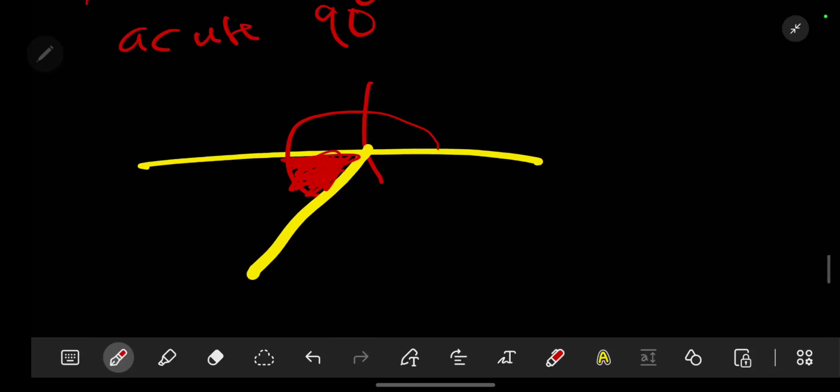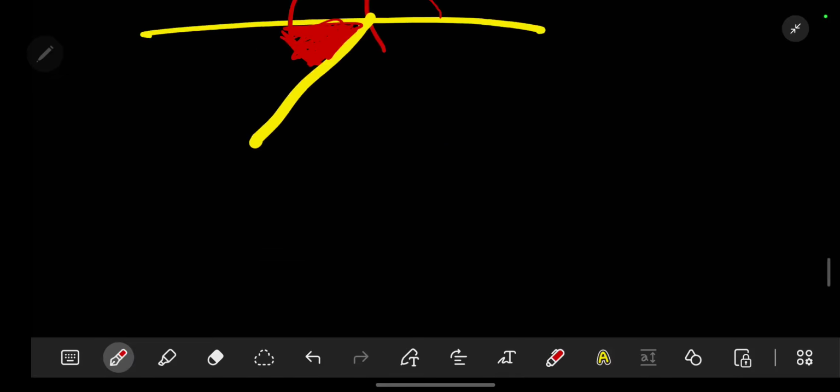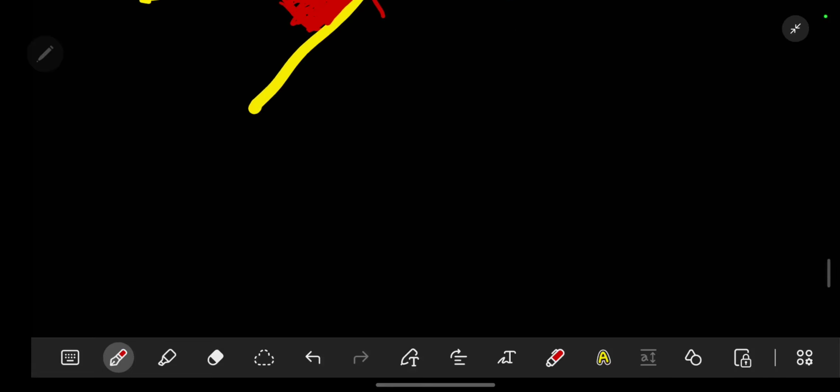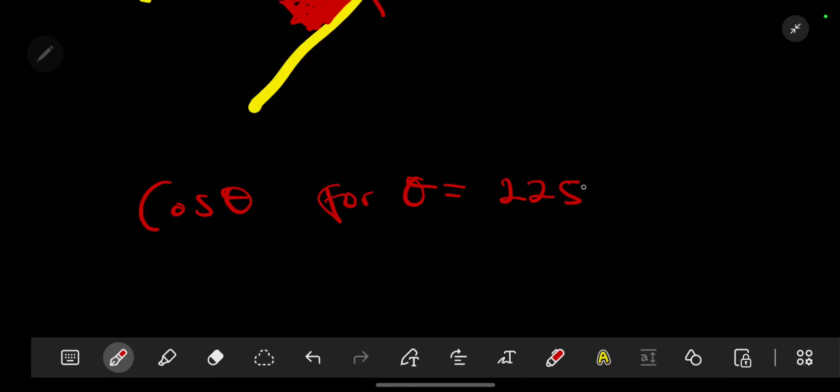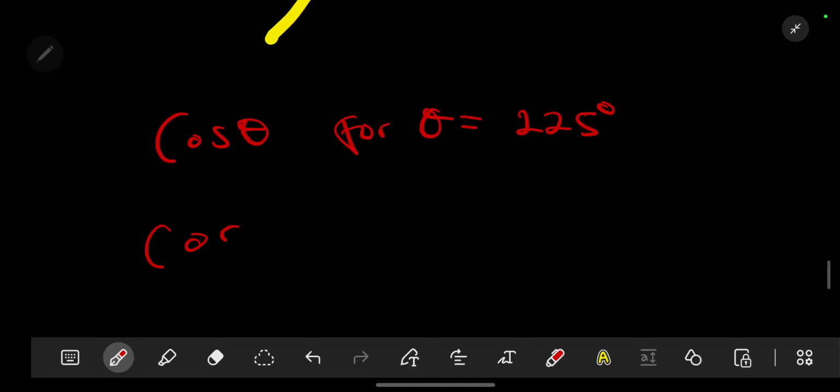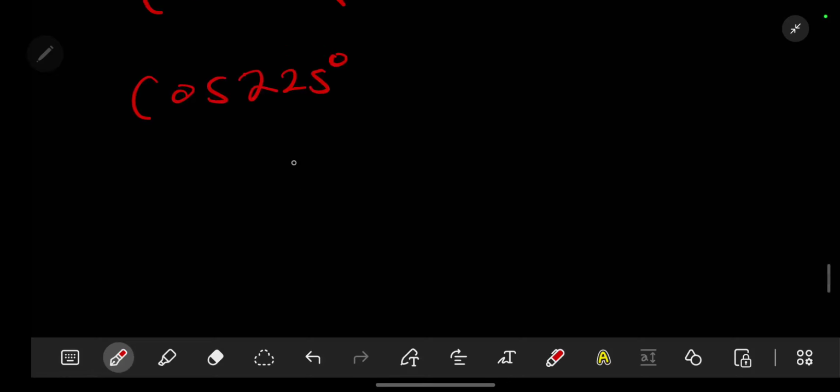So it could be anywhere as long as it's between the terminal side and the x-axis. So now with that said, we are going to have something like this. Let's say we are told to evaluate a value such as the cos of theta for theta equal to 225 degrees. We cannot just say cos of 225 and find the value. If we have the calculator, we can easily do that. So here we use the reference angle.